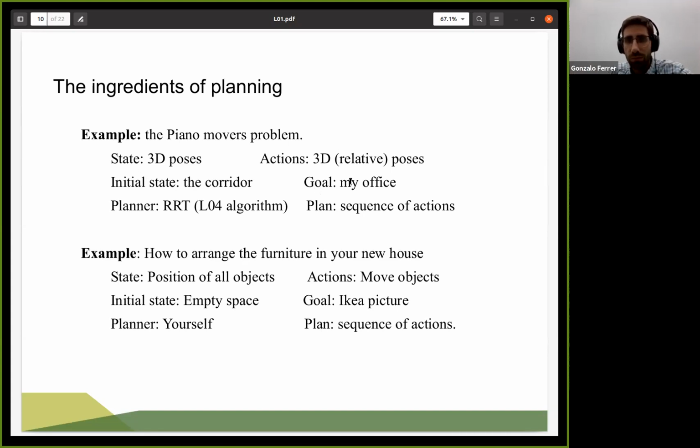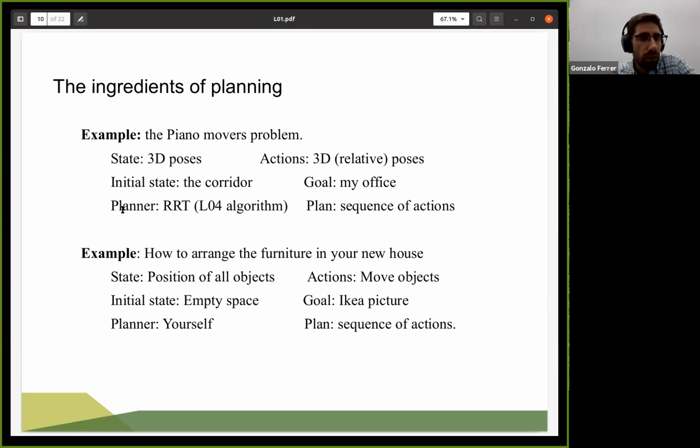So this will be your goal. Put this in your house, in your office, somewhere, okay? What is the planner, right? So what is the algorithm that you are going to be using to handle this situation? And this problem is complicated because you have 6 degrees of freedom. You have multiple collision checkings that you need to do over time because there's walls, there's other objects, right?